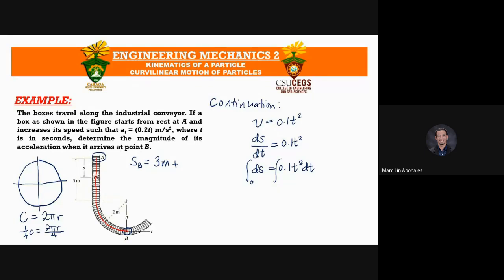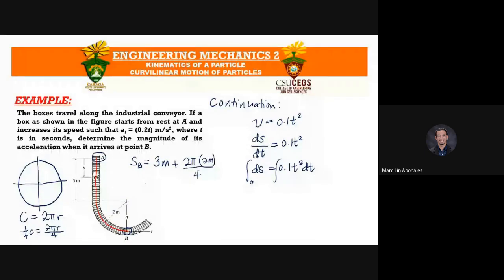So we can use that and add it to 3 meters. That is the distance from A to B, the final position itself. That would be 2 pi times the 2 meters over the 4.